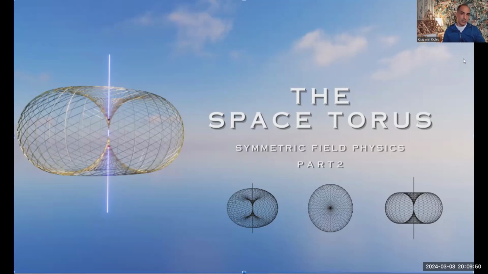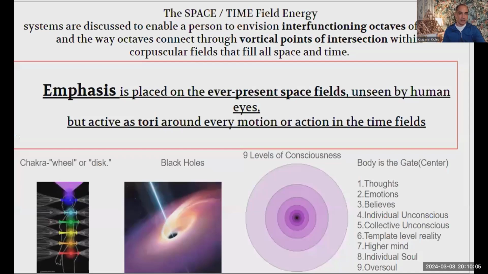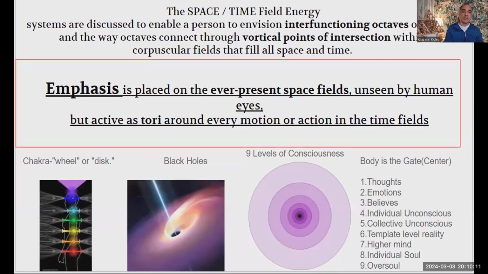So in the first slide I prepared, we're going to see a quote from the book, which can be a little bit confusing or complicated, but our job is to debunk this kind of information. So in the book Alchemical Manual, they say that the space and time field energy is like a system. The systems are discussed to enable a person to envision, to imagine interfunctioning octaves of energy and the way octaves connect to vertical points of intersection within a corpuscular field that fills all space and time.